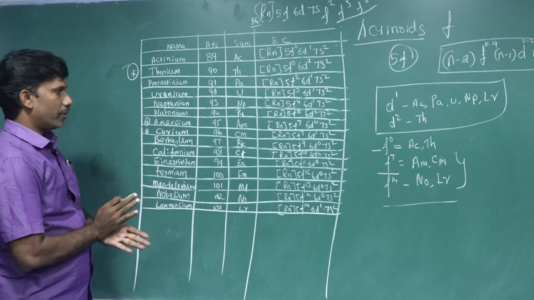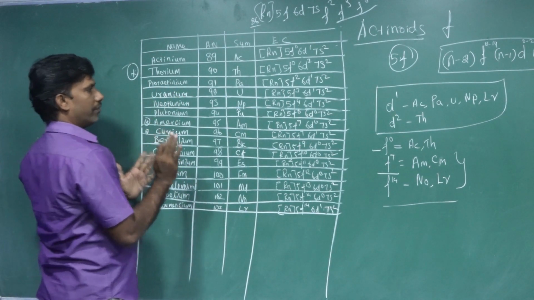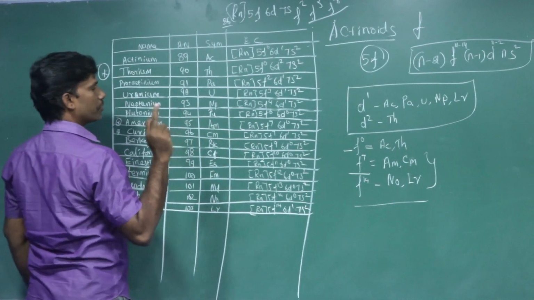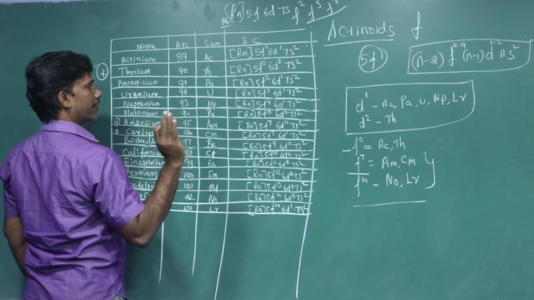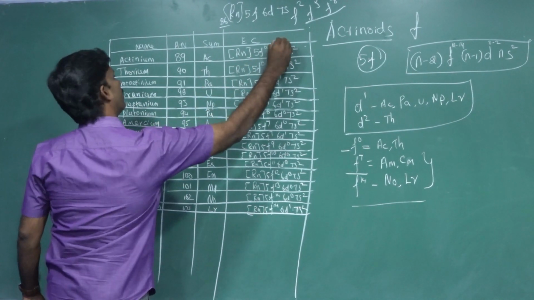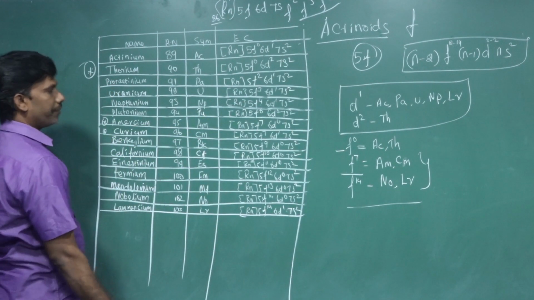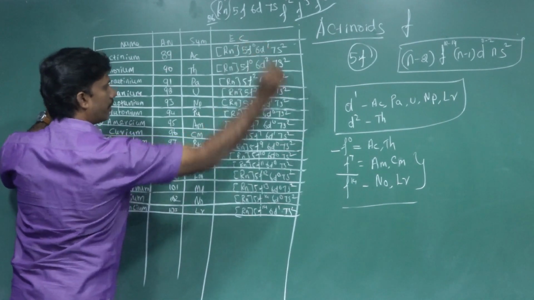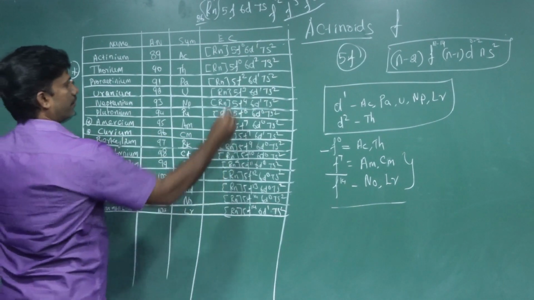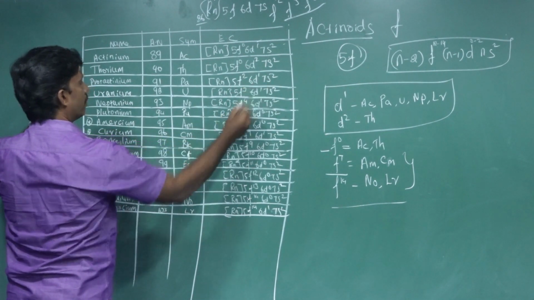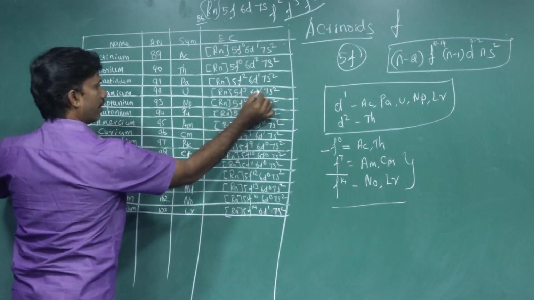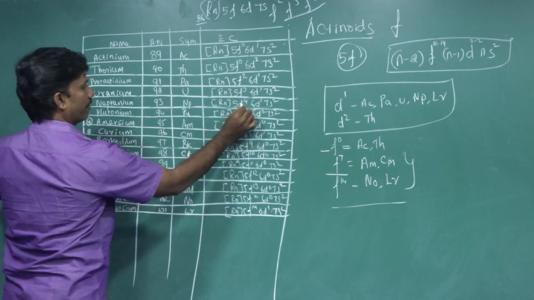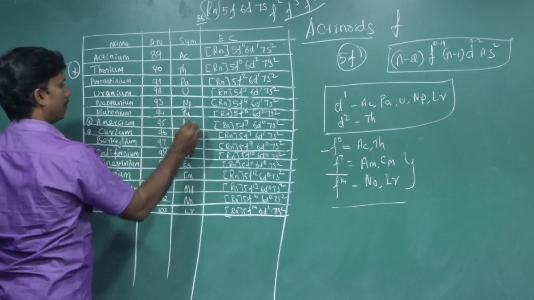If the problem arises, it is in how the f is filled. Before that, you should know how many d electrons are filled. In actinium, already this is a d-block element, so d1 will be there. In thorium, f0 and d2. In protactinium, f2, d1. In uranium, f3 and d1. In neptunium, f4 and d1.